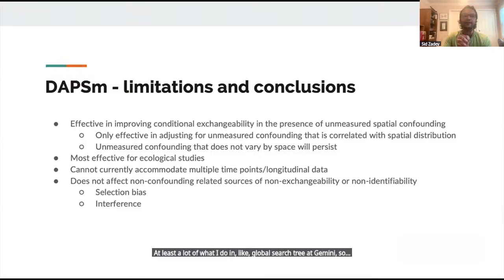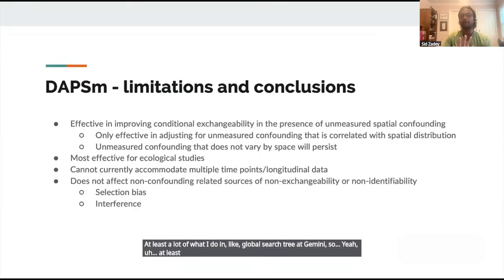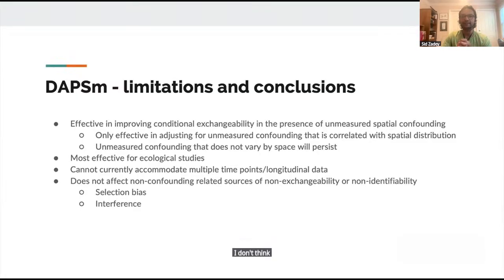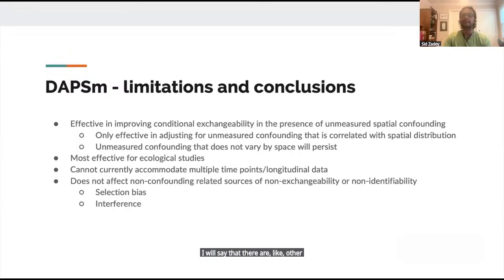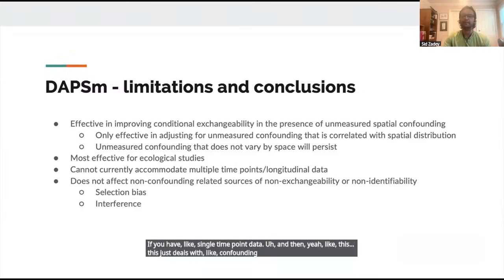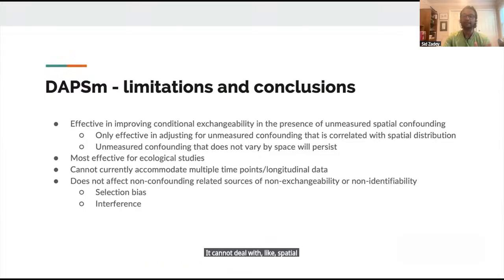At least right now, I don't think there is a DAPS-M method that can look at longitudinal data. There are other methods that can do that, but this works best if you have single time point data. And this just deals with confounding. It cannot deal with issues of selection bias. It cannot deal with spatial interference. Again, there are methods that deal with spatial interference as well.